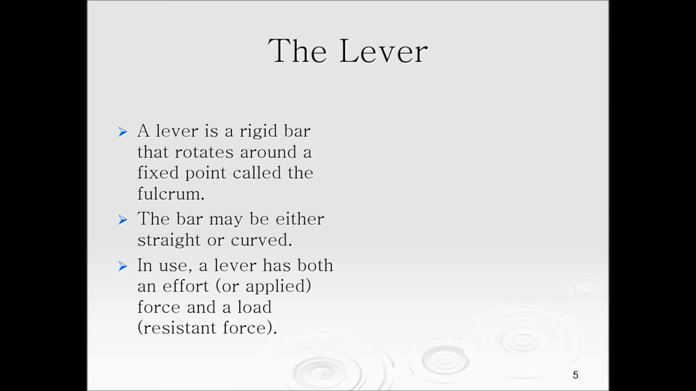A lever is a rigid bar that rotates around a fixed point called the fulcrum. So that point where it rotates, where it seesaws over, is called the fulcrum. Most often our levers are going to be straight, but they don't have to. They could be a curved bar. But we're always going to have things like an effort, which is the applied force, a load, the object that we're moving, or the resistance force, and that fulcrum.